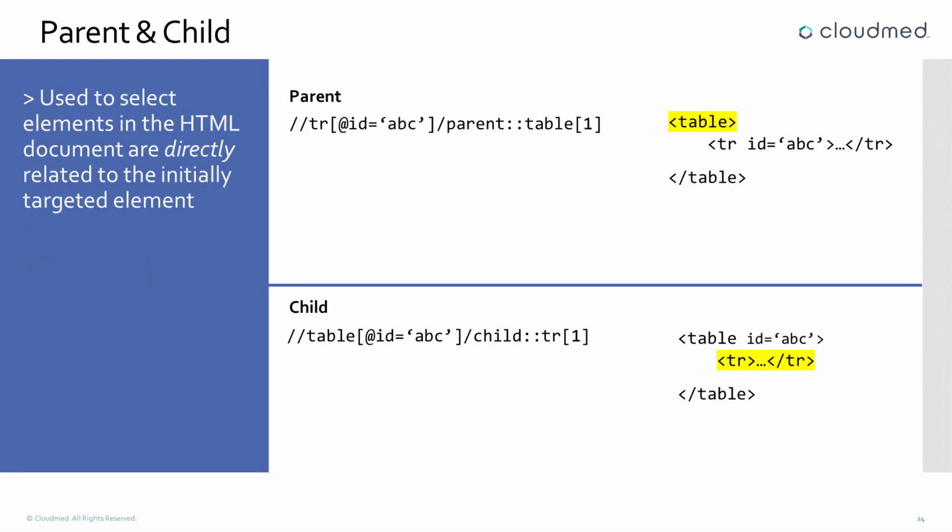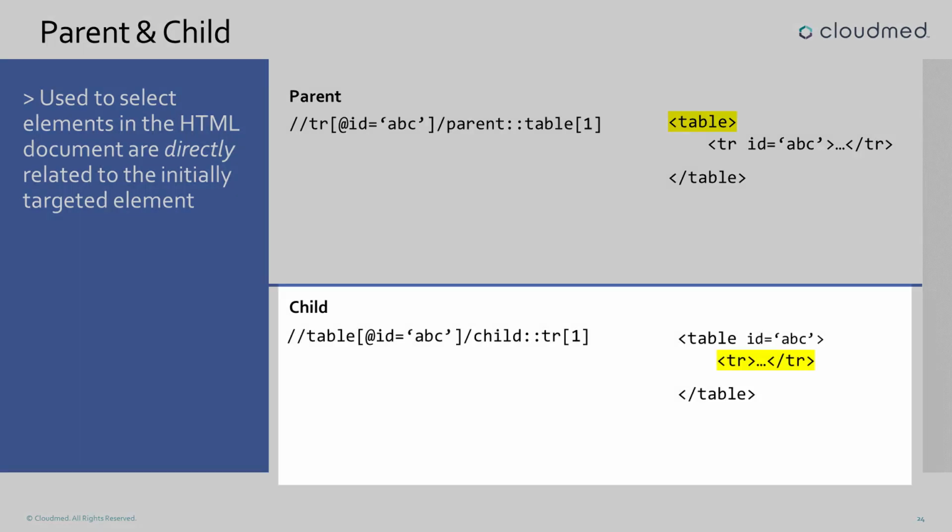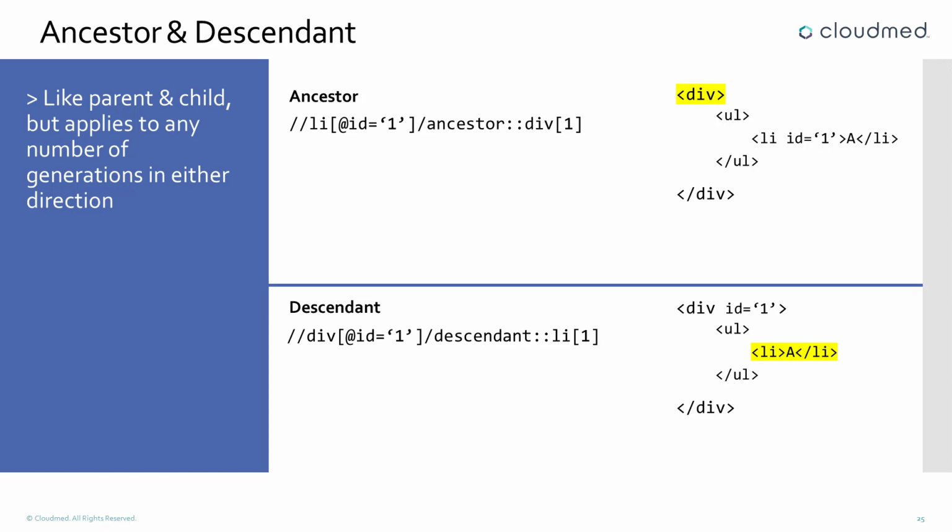Parent and child is another one where it's just going to look at the direct parent. In this case, if we have the table row with an ID of ABC and we're looking at the parent table, it's just going to go up one layer to find the table. Again, same goes in the other direction for child. If we were looking at the table and wanted to find the first child table row, it's just going to grab the first one there. Ancestor and descendant, similar to parent and child, but it can be any number of generations in either direction. So it's not going to just look one up or one down like parent and child. You can go in however far you'd like.